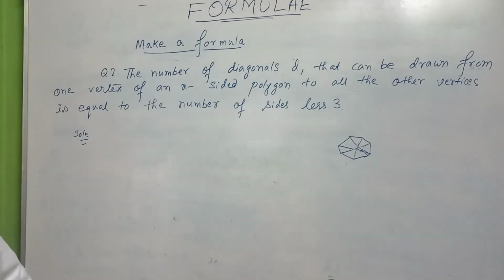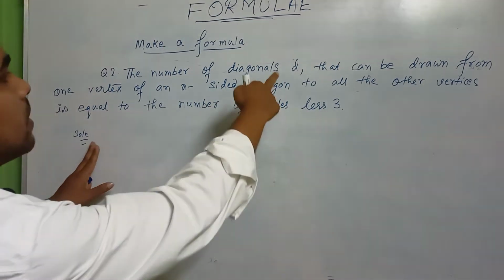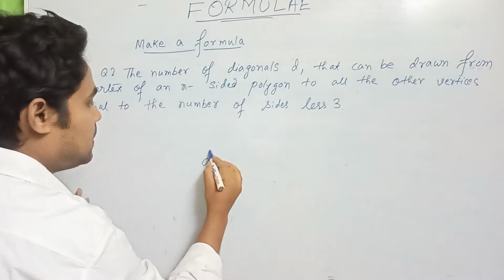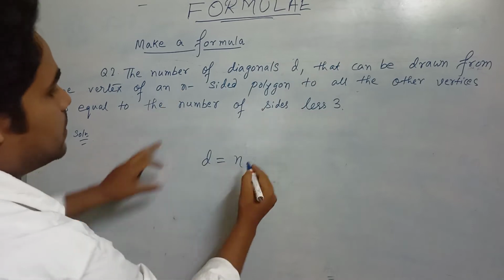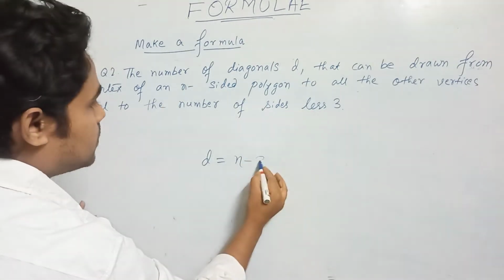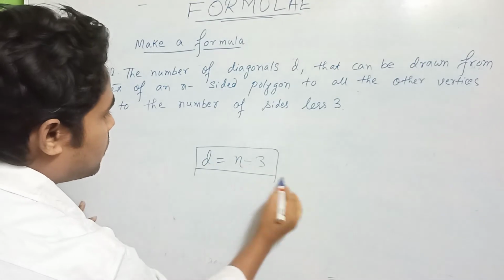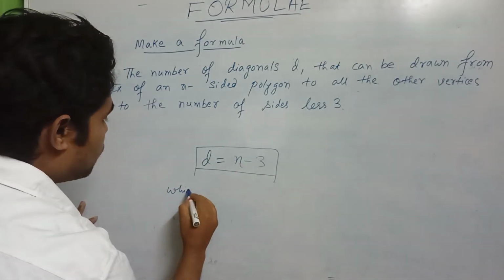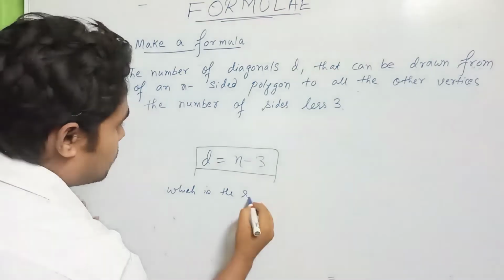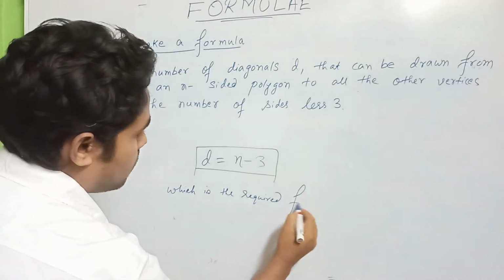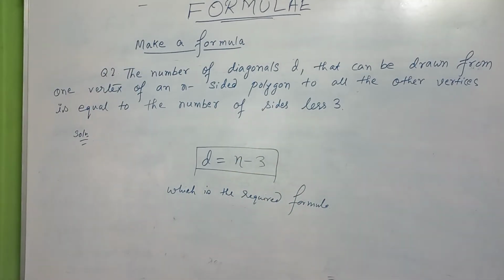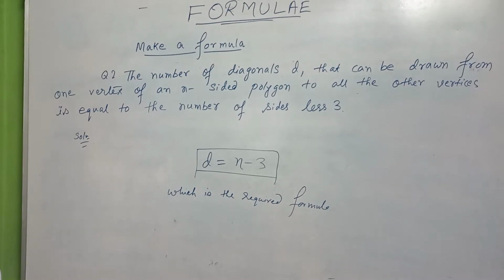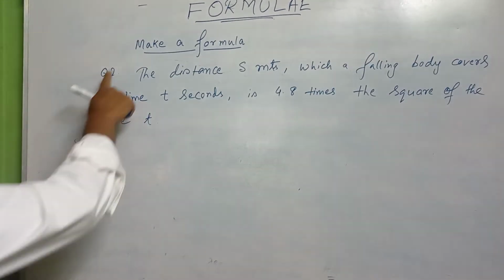So what will be the answer? The answer is simple. The number of diagonals is d. So d equal to how much? Number of sides is n, less 3. That means less means minus 3. This is the formula. Write down the required formula. Take a screenshot. Now next question is question number 3.